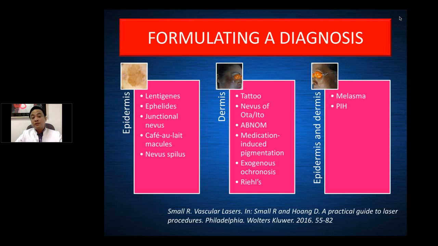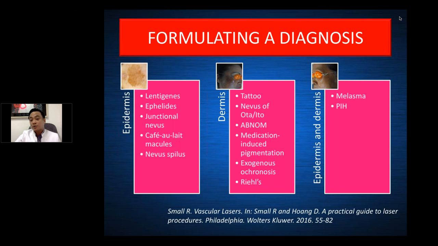The most common lesions present in the epidermis, which the Q-switch and the YAG can target or give a therapeutic benefit, would be lentigines, ephelides, junctional nevi, cafe au lait macules, and nevus spilus.